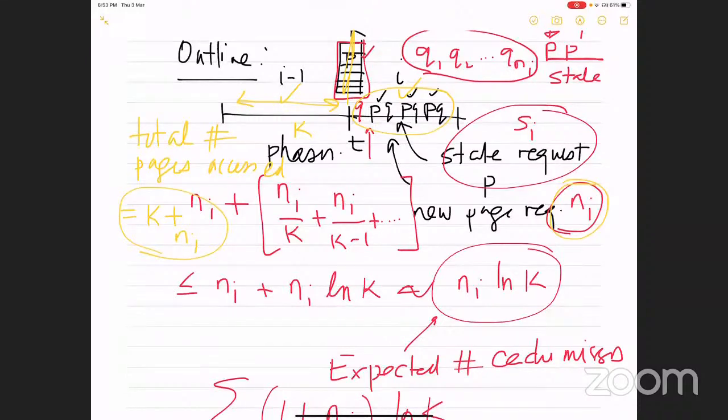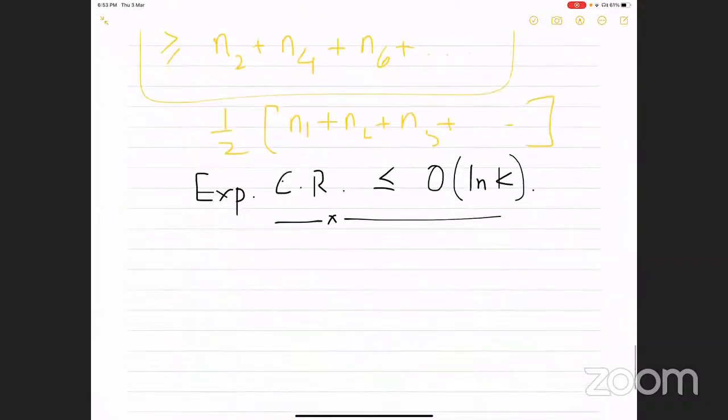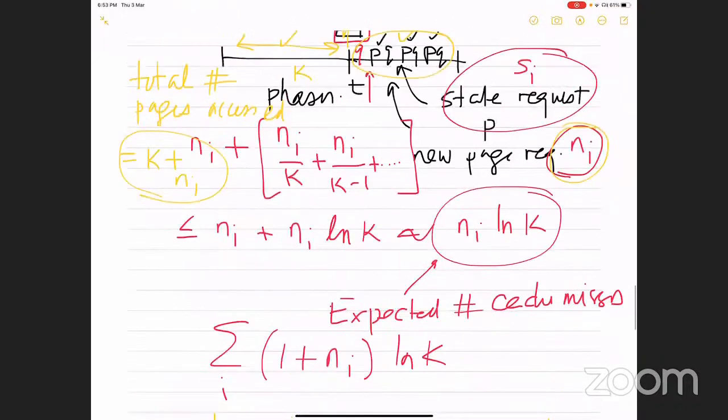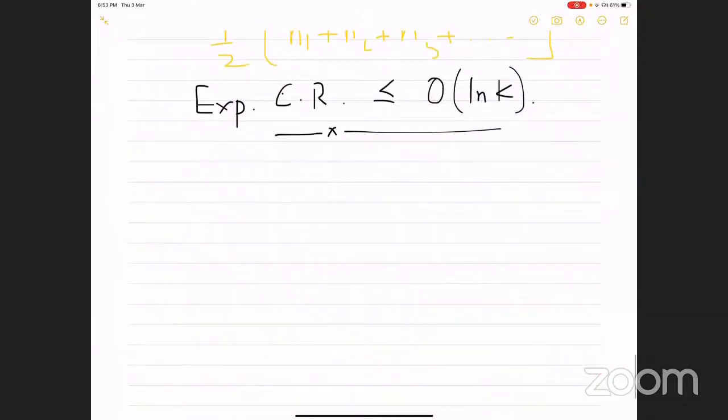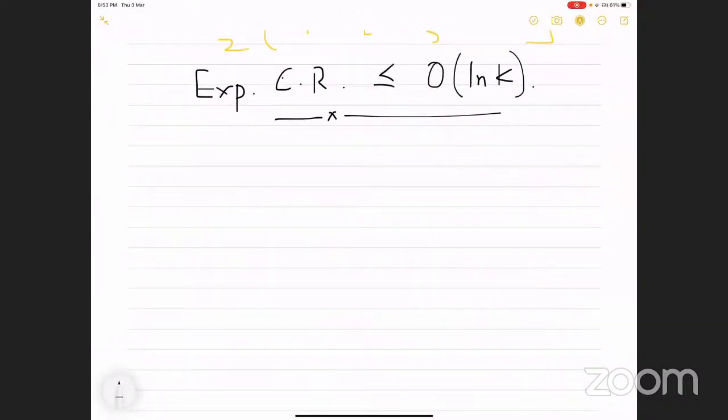It may be possible to show that you get some sort of concentration. Normally when people talk about competitive ratio, they just look at the expectation. But with just this kind of harmonic series, it may be possible to show that the chance that you go to 2 times log K should be very small. There should be some concentration here. Okay, thanks.